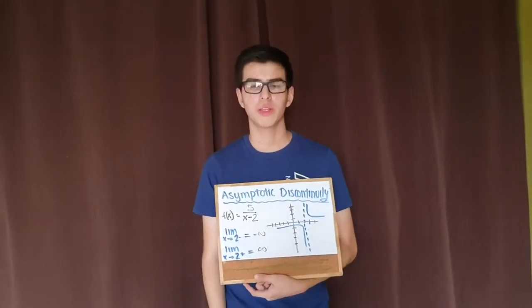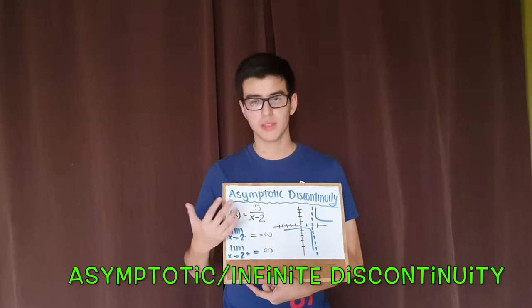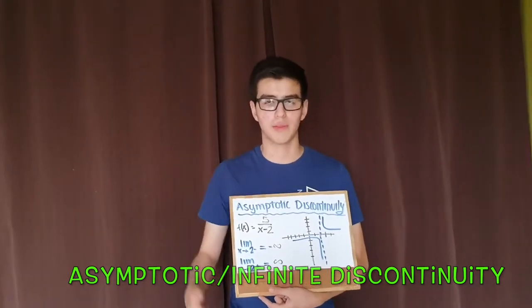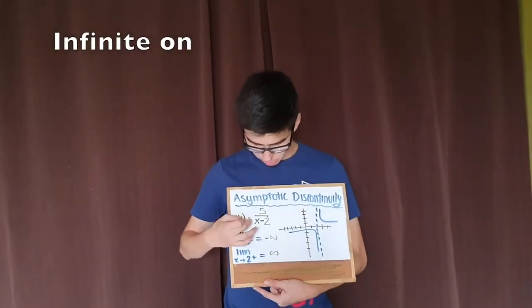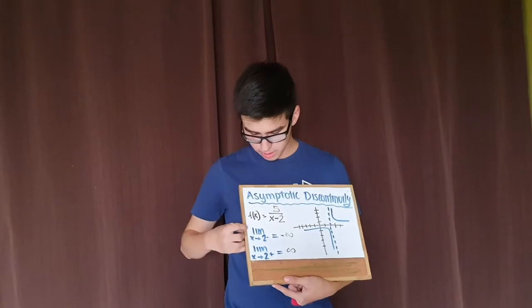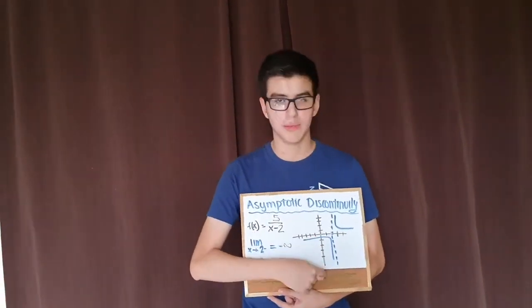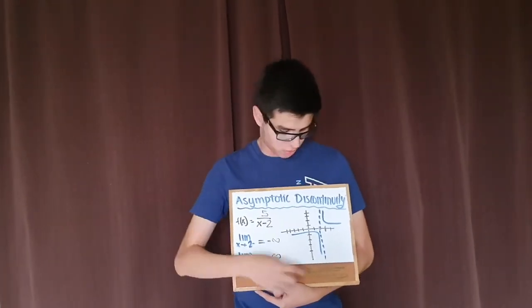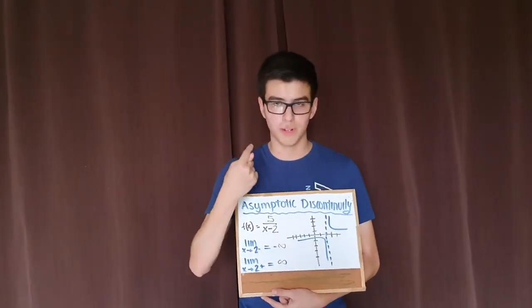The discontinuity that we are now seeing is asymptotic or infinite discontinuity. This discontinuity is characterized by having its limit at infinity or negative infinity. So in the function f of x equals 5 over x minus 2, we can see that the limit as x approaches 2 from the left side goes to negative infinity, and as x approaches 2 from the right side, the function goes to infinity as well.